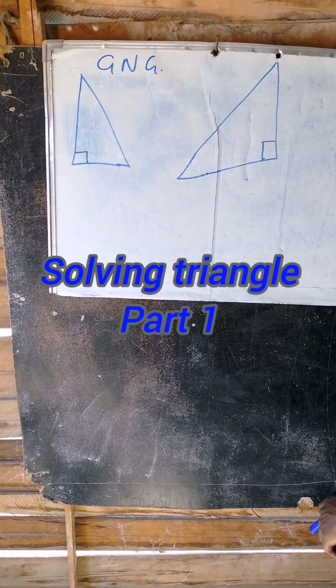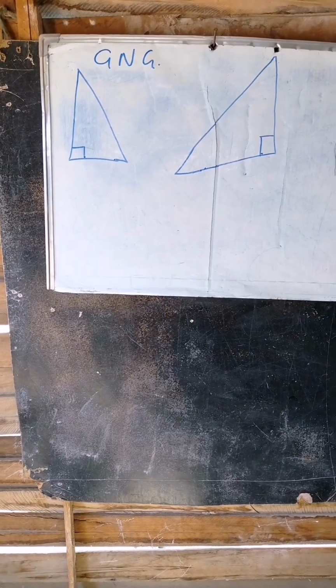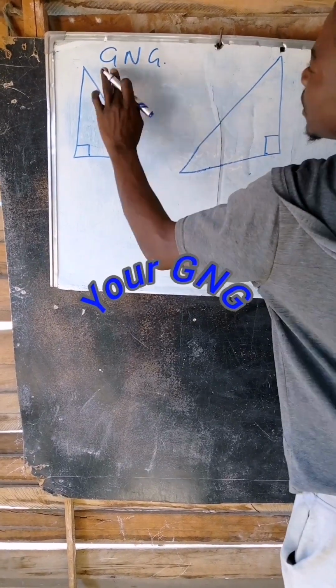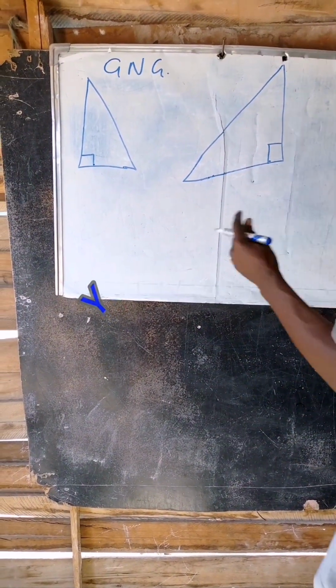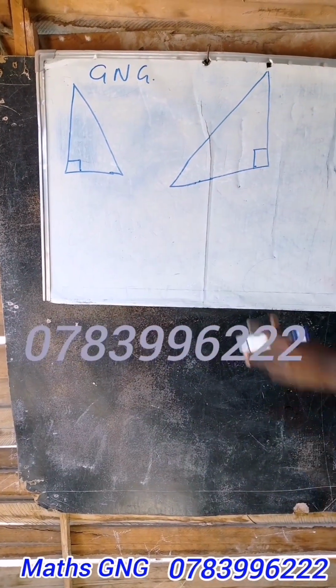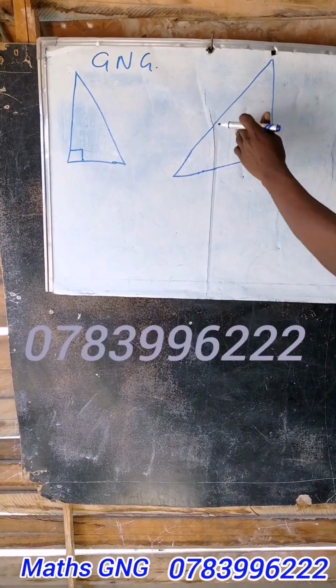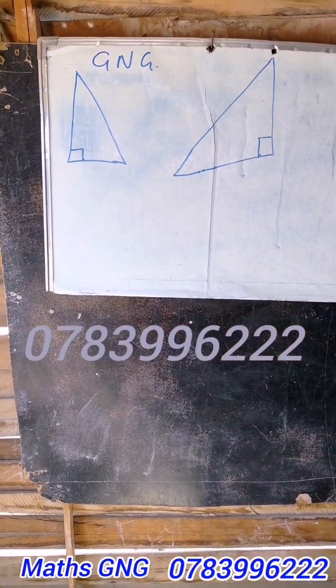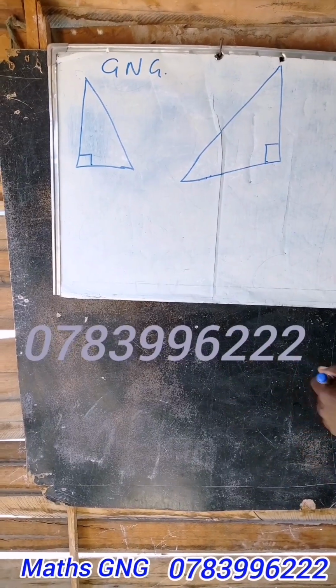Right, solving triangles part 1. Your GNG, general next generation. Right, we have two types of triangle. We have the right angled triangle and the non-right angled triangle.